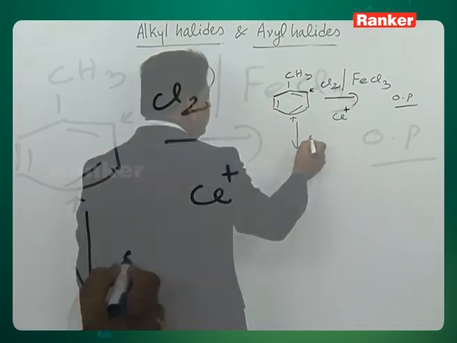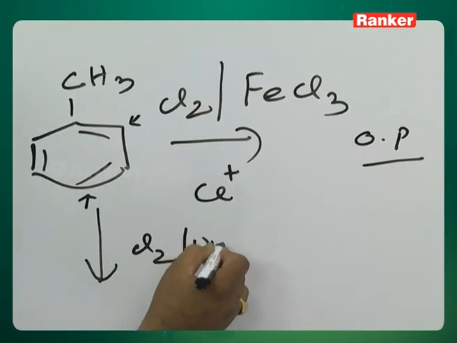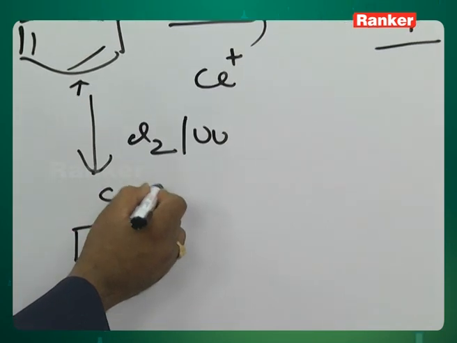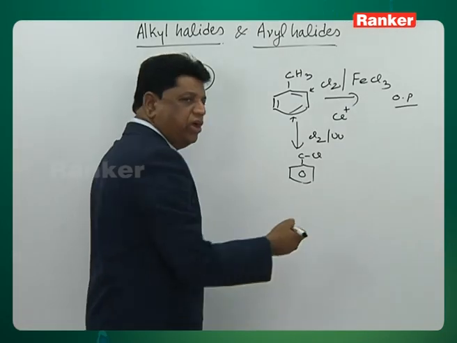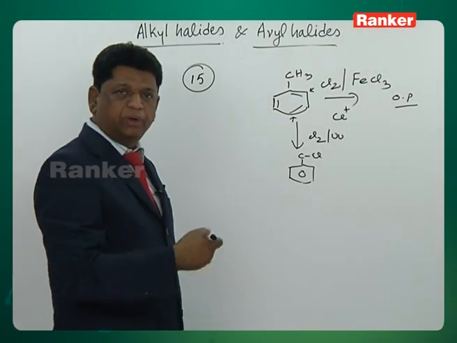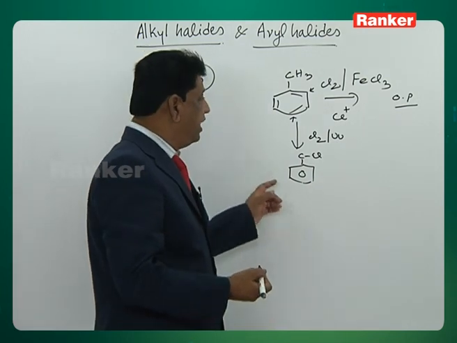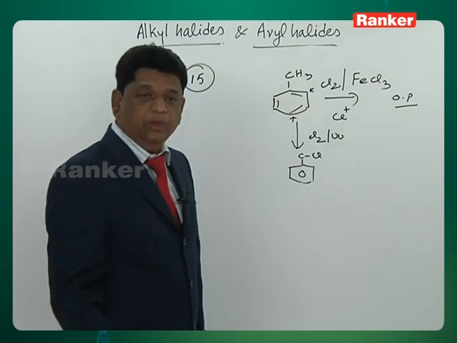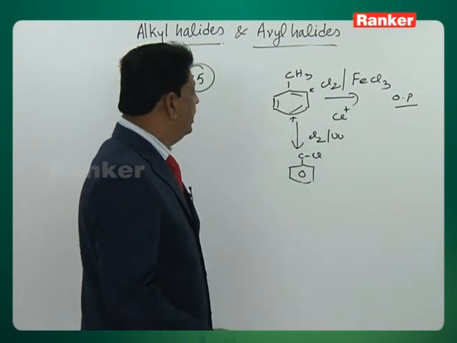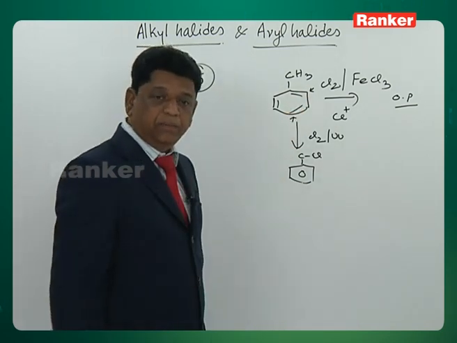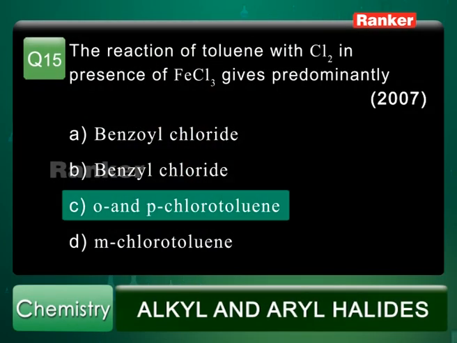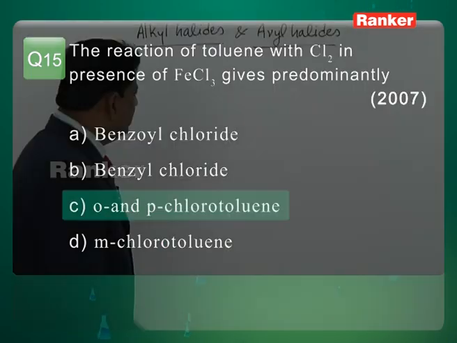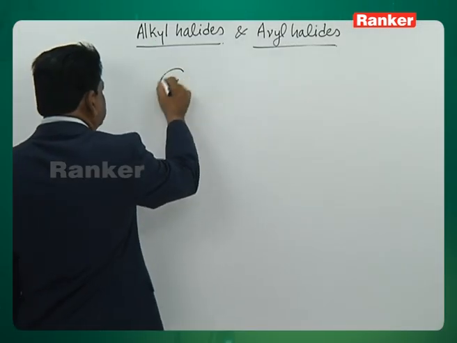If the chlorine is treated in presence of UV light, then we will be getting benzylic type substitutions. One after the other, the hydrogens go, and you will get benzyl chloride, benzal chloride, benzotrichloride and so on. This is the free radical substitution. The condition mentioned is ferric chloride, so therefore ortho and para chlorotoluenes will be formed, an electrophilic substitution taking place. So therefore answer C is the right answer. Let's go for the 16th question.